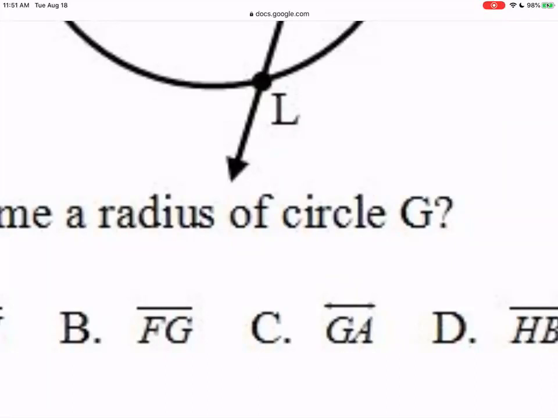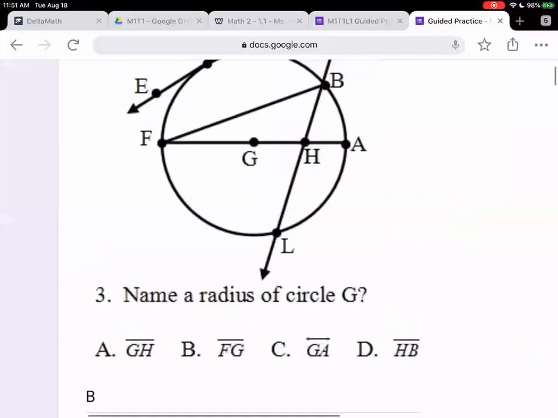Versus GA, even though G is the center and A is on the outside, notice the GA line goes forever in both directions. So it doesn't start and stop. So it cannot be the radius. Good question. Good catch. Thank you. You're welcome.